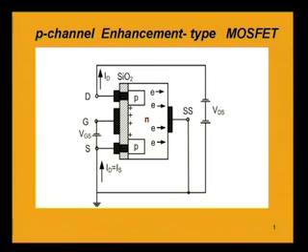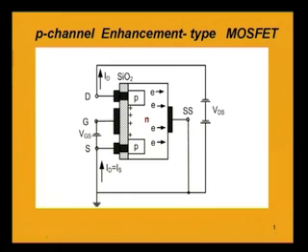If we now consider the physical structure of the P channel enhancement type MOSFET, then we will be having two P type semiconductors and the substrate will be of N type. Now, the gate to source voltage will have polarity as shown here. The gate potential will be negative with respect to the source, and we will be applying the drain to source voltage with such polarity that the drain is negative with respect to the source.